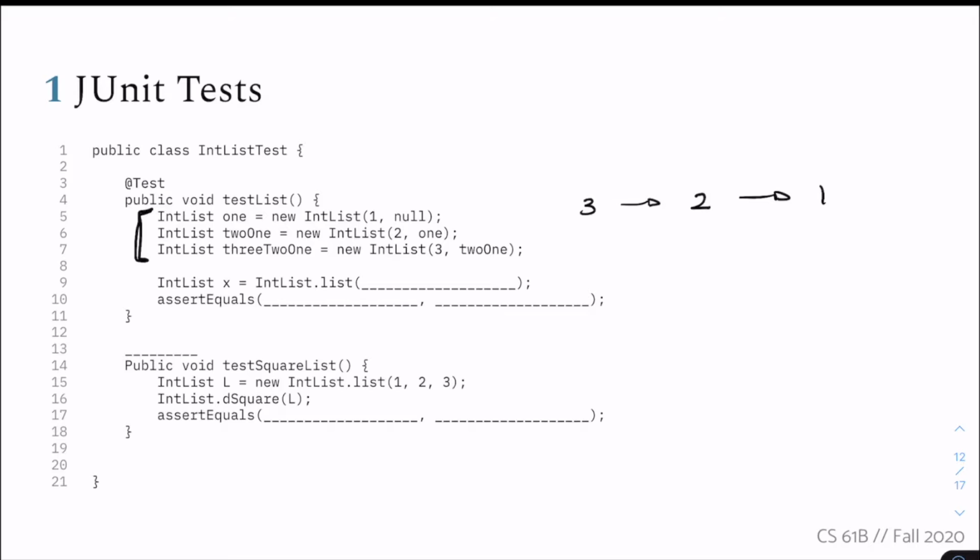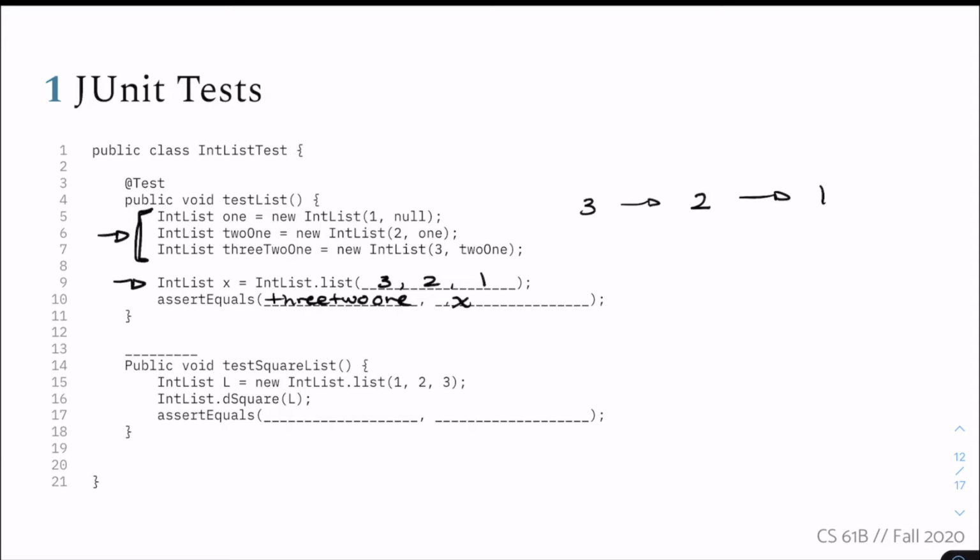An example here would be doing that, because let's say we verified that intlist.list already works. So now we can compare the results of our constructor to the results of using our list function here. How we would do that is do 3, 2, 1, and x. Assert equals will be true if both of those return the same value, and it'll be false if they don't.